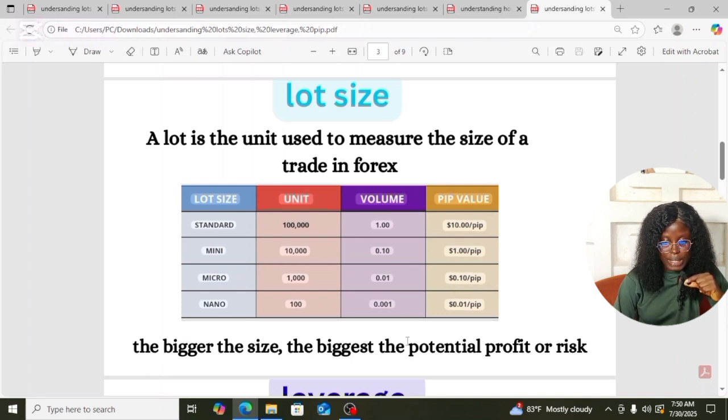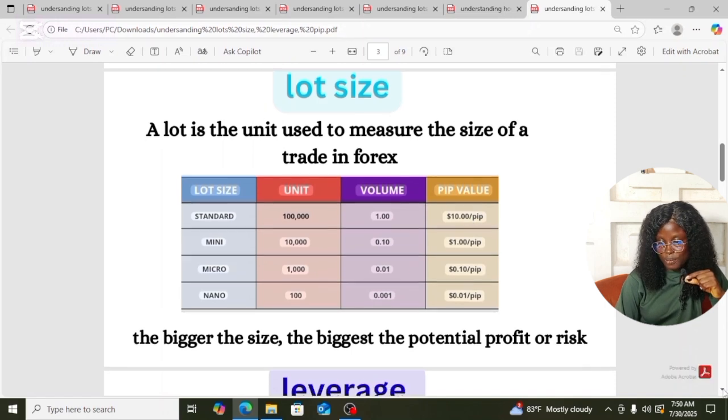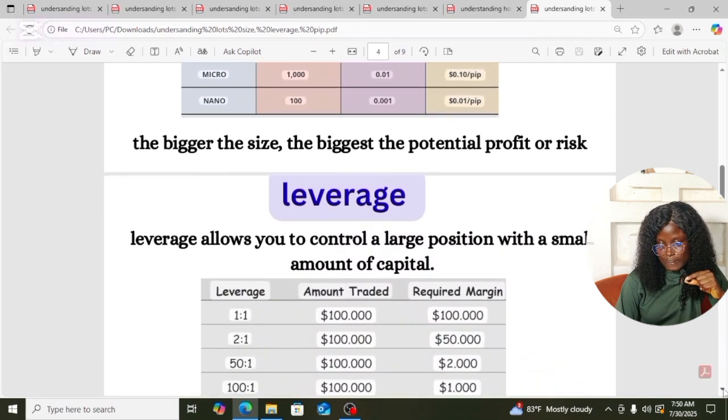Okay, so the lot size: the bigger the lot size, the bigger your potential profit or risk. Exactly, the bigger your lot size, the bigger the profit or risk. You understand? So that's it. Okay, so let's go to the next page.